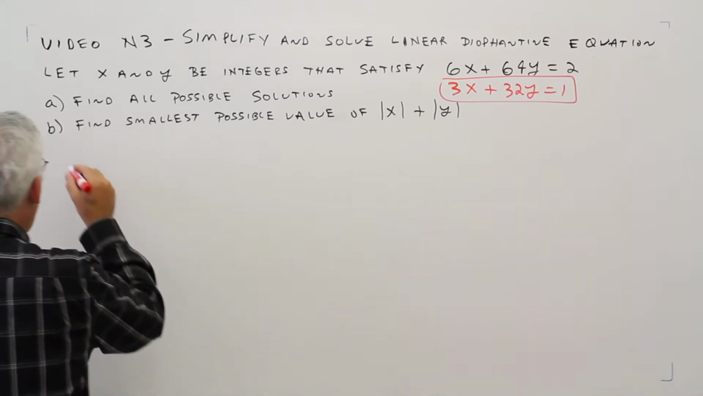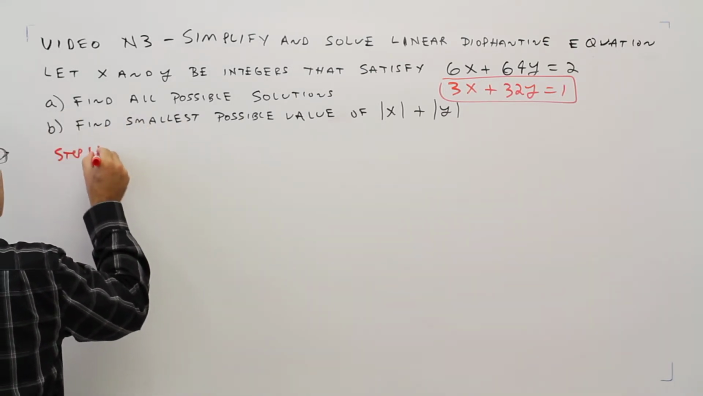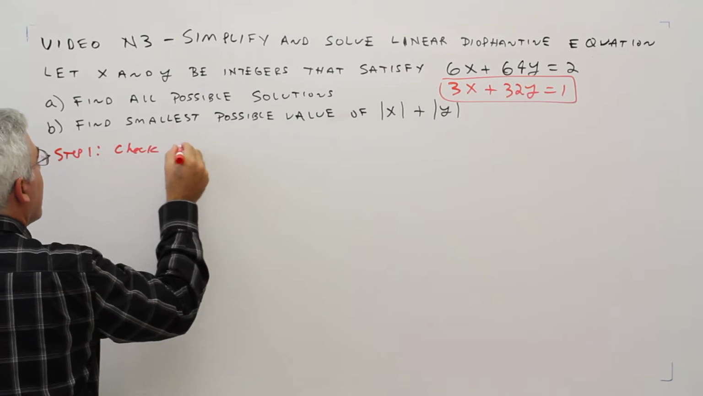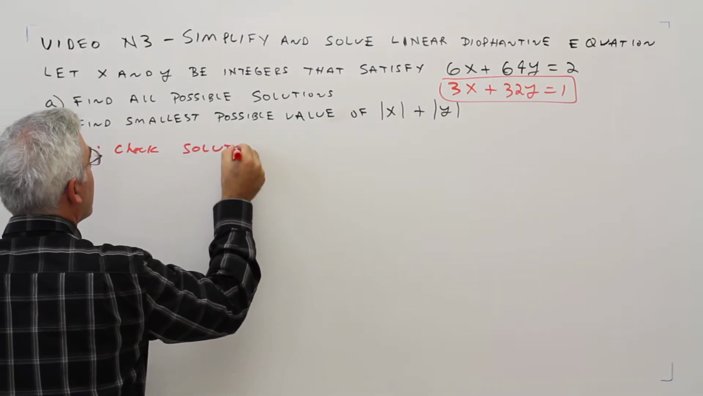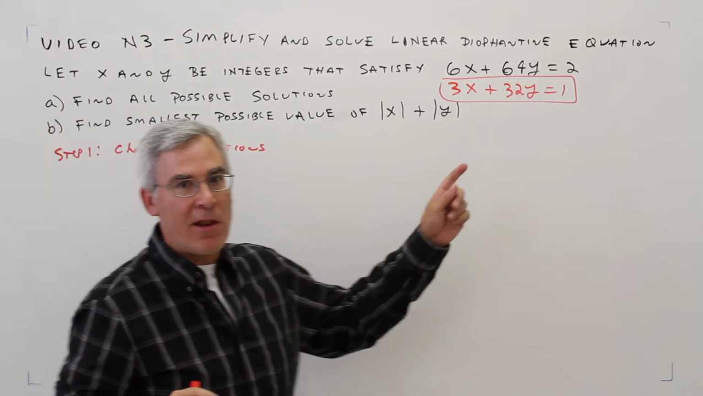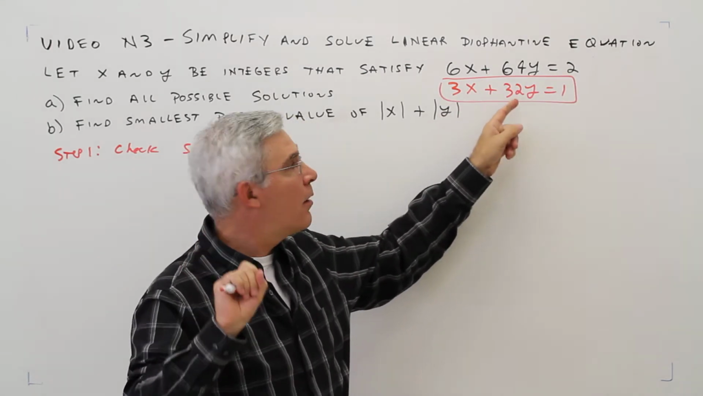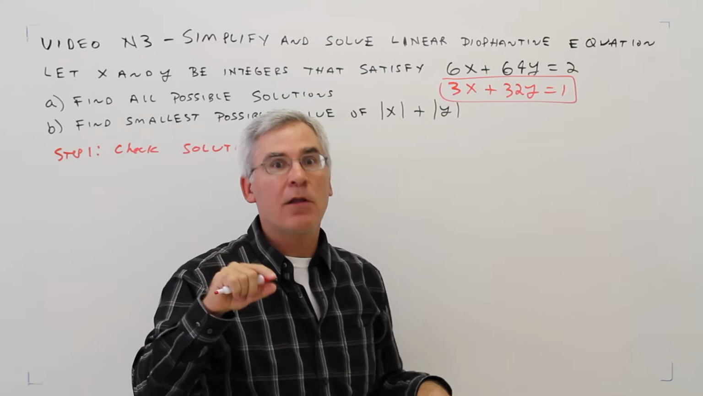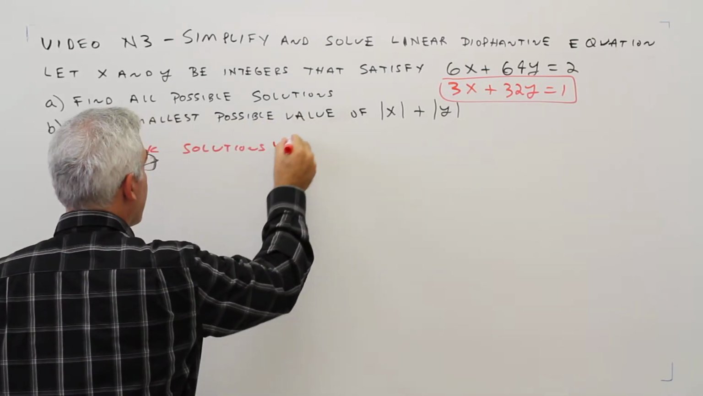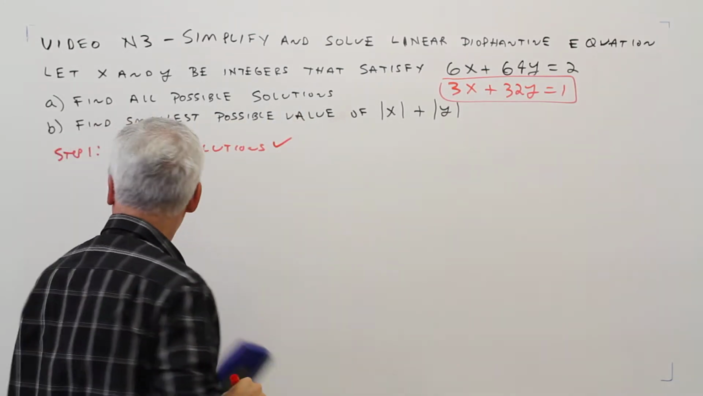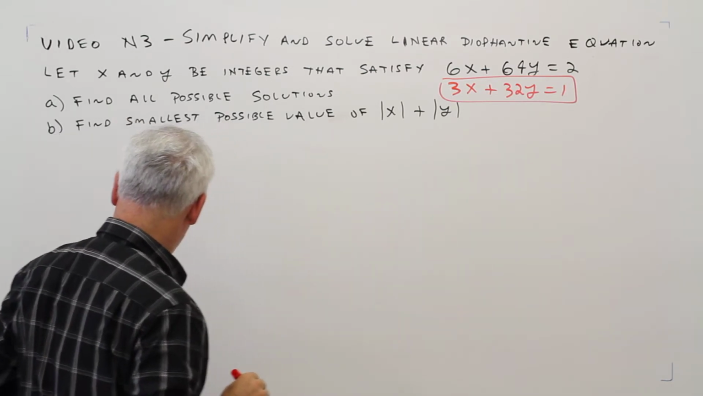Okay, so step one is to check if there are solutions. So we find the greatest common divisor of 3 and 32. It's 1. 1 divides 1, so check, there are solutions. Yes. Okay. Step 2.